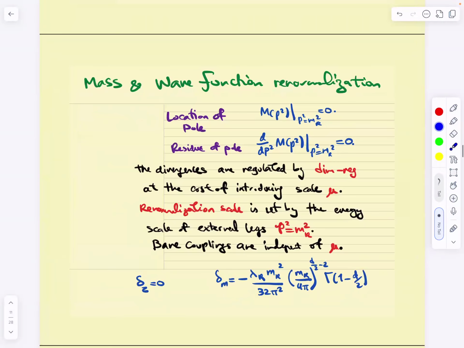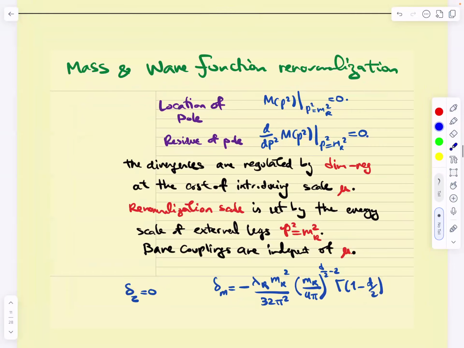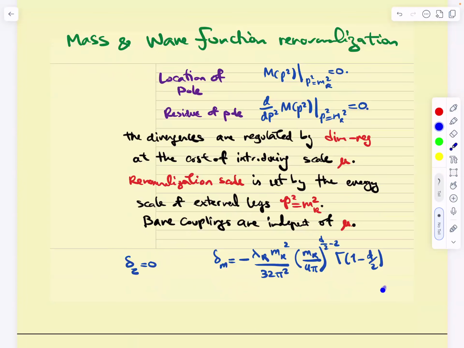All right. So the location of the pole is this condition. The residue of the pole is this condition. The divergence is regulated by dim reg, dimensional regularization. I call it dim reg. Everybody does. At the cost of introducing a scale mu. The renormalization scale is set by the energy scale of the internal legs, p squared equal m_r squared. Bare couplings are independent of mu. This is important. Of course, bare couplings are independent. So delta z is this, and delta m is this.